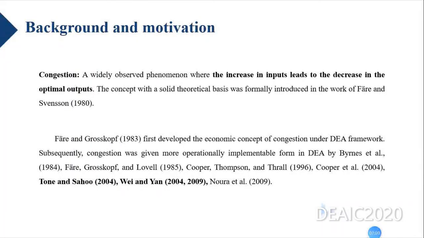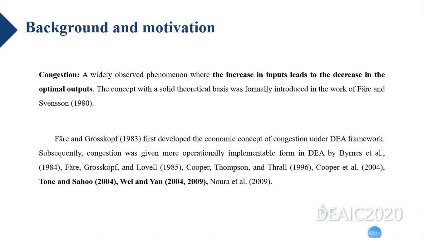Therefore, a great deal of DEA literature has focused extensively on the analysis and applications of congestion. In these classic congestion studies under the DEA framework, the basic idea for defining congestion can be summarized as follows: the congested DMU has excessive inputs, that is, the target DMU evidences congestion if a reduction in its inputs leads to an increase in its optimal output.